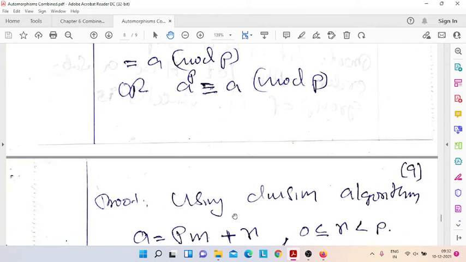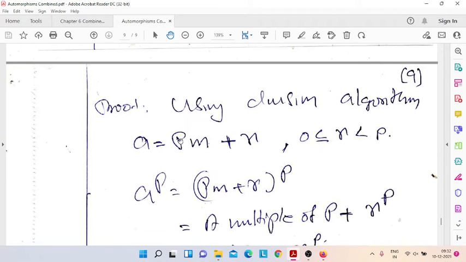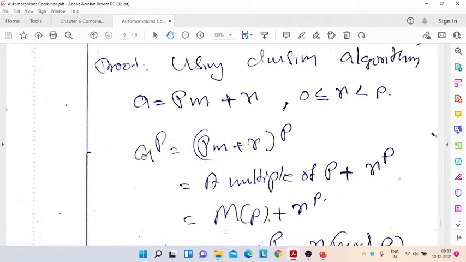How can we prove this? To write the proof, we begin using the division algorithm. Using the division algorithm, we can write that a is equal to pm plus r, where 0 is less than or equal to r less than p. That means we divide the number a by p, and the remainder is r. And then we raise the value of a to the power of p.